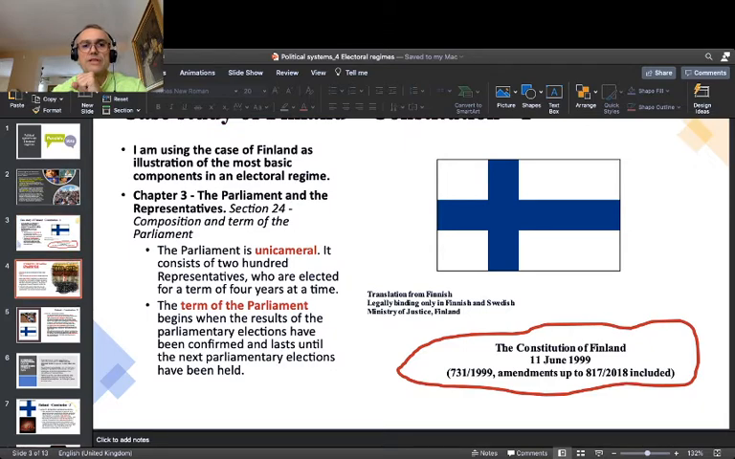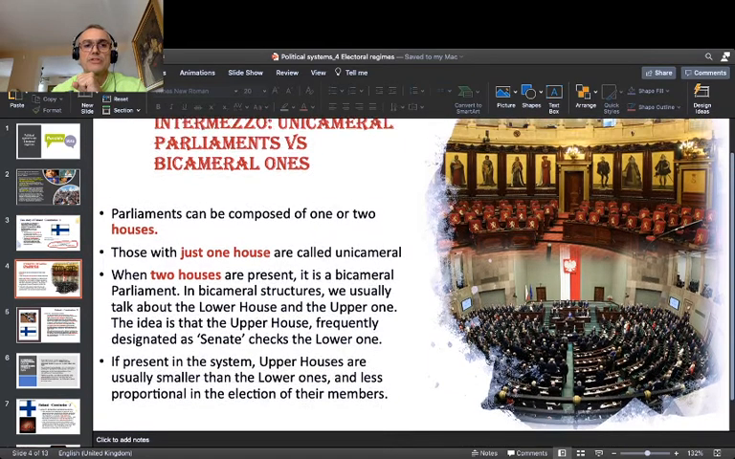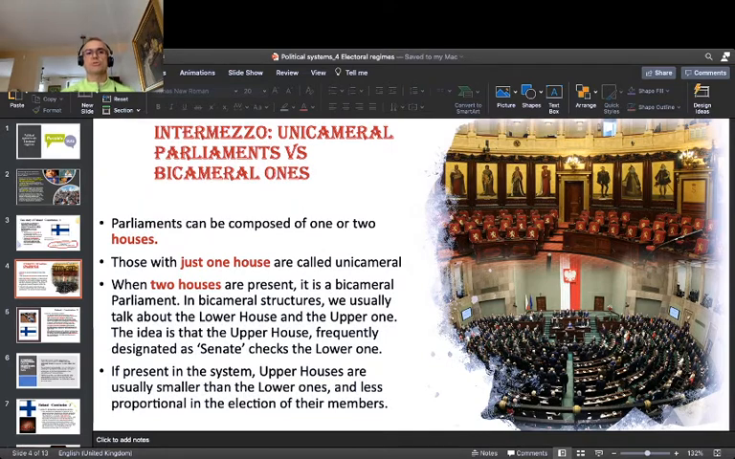Here I allow myself what I call an intermezzo, the distinction between unicameral parliaments versus bicameral ones. That graphic on the side of the slide represents the two houses of the Polish parliament, the parliament of my home country, Poland. Below, this is the Sejm, the lower house of the parliament. And above, it is the Senate.